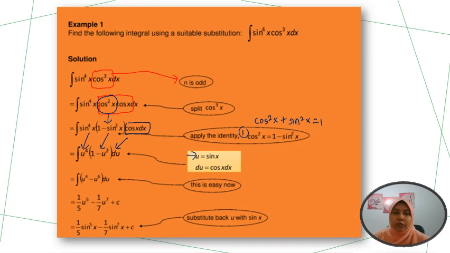Then we expand this function, so we get the simpler new function. Then we can easily integrate this function with respect to u, so we get this answer in terms of u. And the last step, we have to substitute back the function of u equal to sine x. So the final answer must be in terms of sine x. So this one.